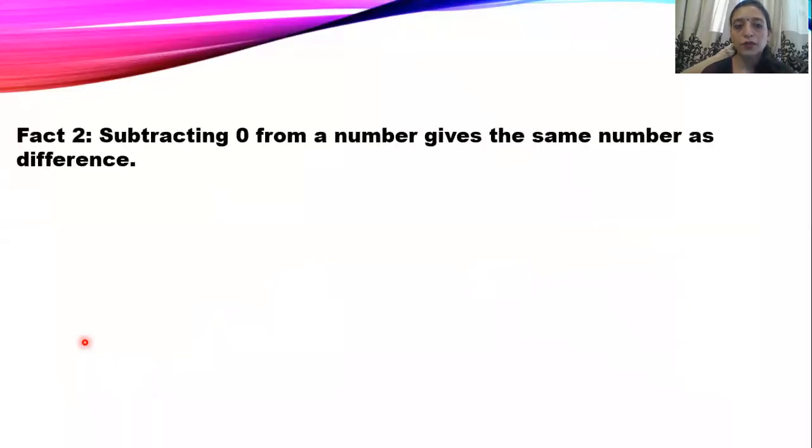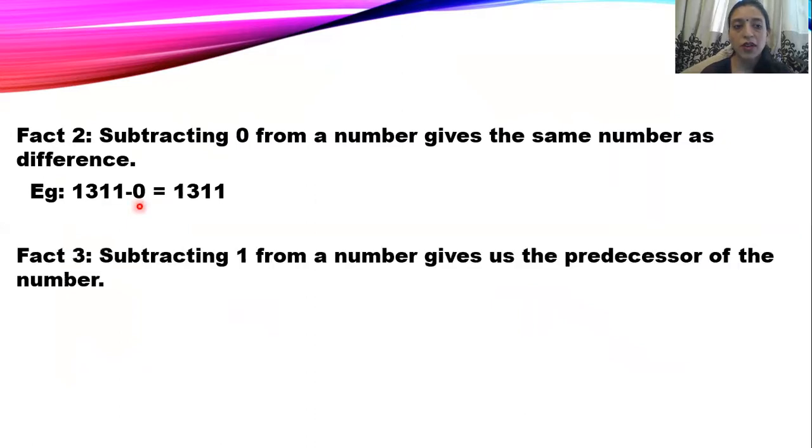Fact number 2. Subtracting 0 from a number gives the same number as the difference. As you can see, if I subtract 0 from any number, the answer will remain the same. So 1311 minus 0 will be 1311 only.